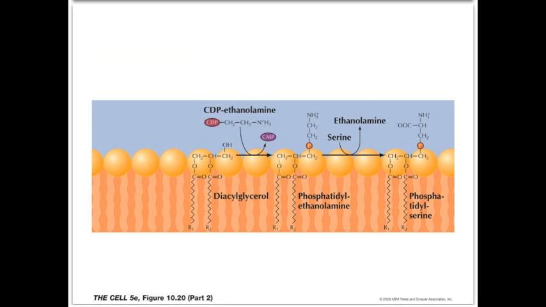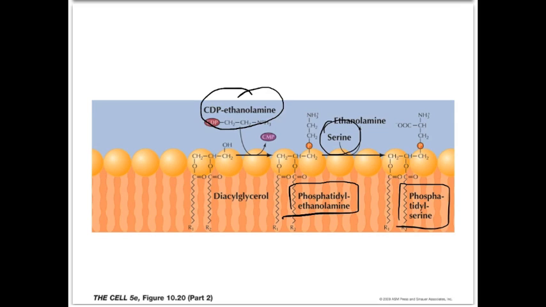Similarly, if instead of adding choline, you add ethanolamine to diacylglycerol, then you end up generating phosphatidylethanolamine. Phosphatidylethanolamine can then be used to generate phosphatidylserine, and this requires the substitution of the ethanolamine group by serine. So if you substitute ethanolamine by serine, then you end up with phosphatidylserine.